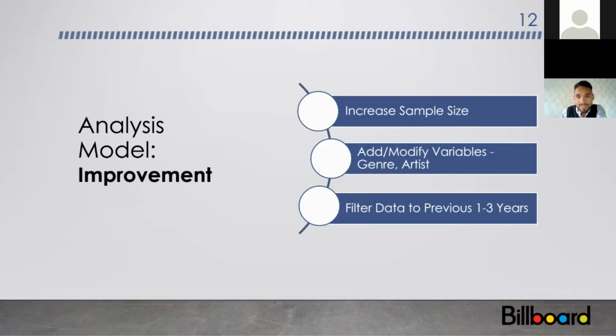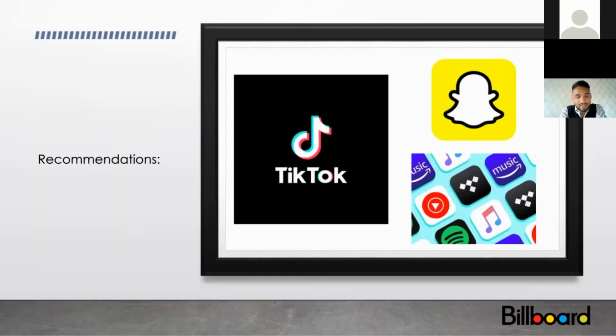And secondly, another recommendation is to pull data or songs that specifically originated on TikTok, Snapchat, and Facebook, to really see if there are differences between the song structures that pertain to these individual platforms of consumption.